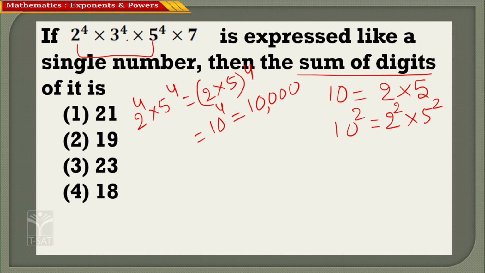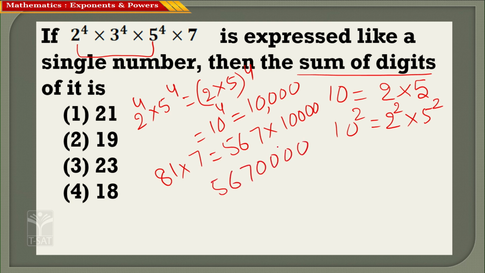Then 3 power 4 into 7. 3 power 4 is 81 into 7. 81 into 7 is how much? 567 into 10,000, and clearly you can say it is 567,0000. And what is the logic in this? Though they gave 4 numbers, here you get all zeros, and the sum of zeros is 0 only. All of them will come like zeros at the end of the number when you express it as a single number.